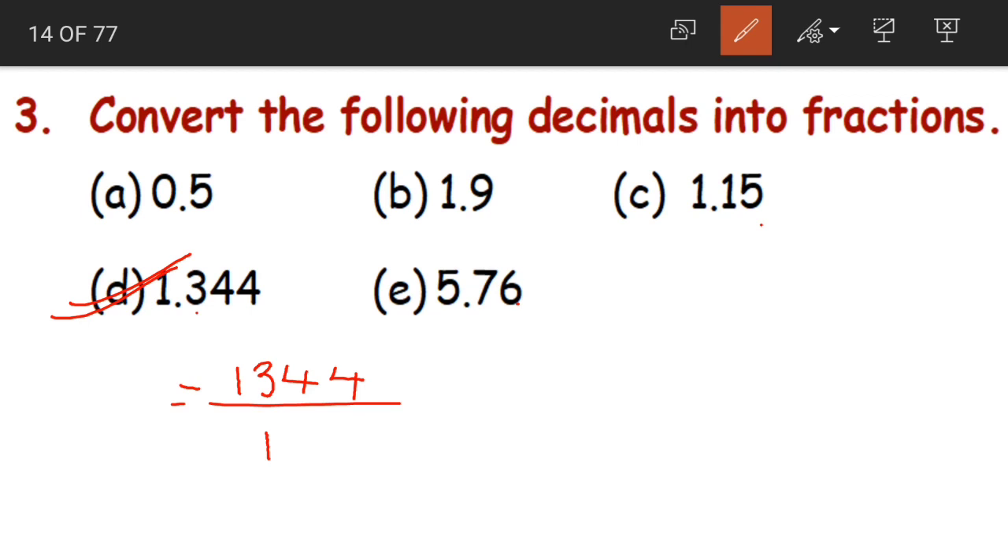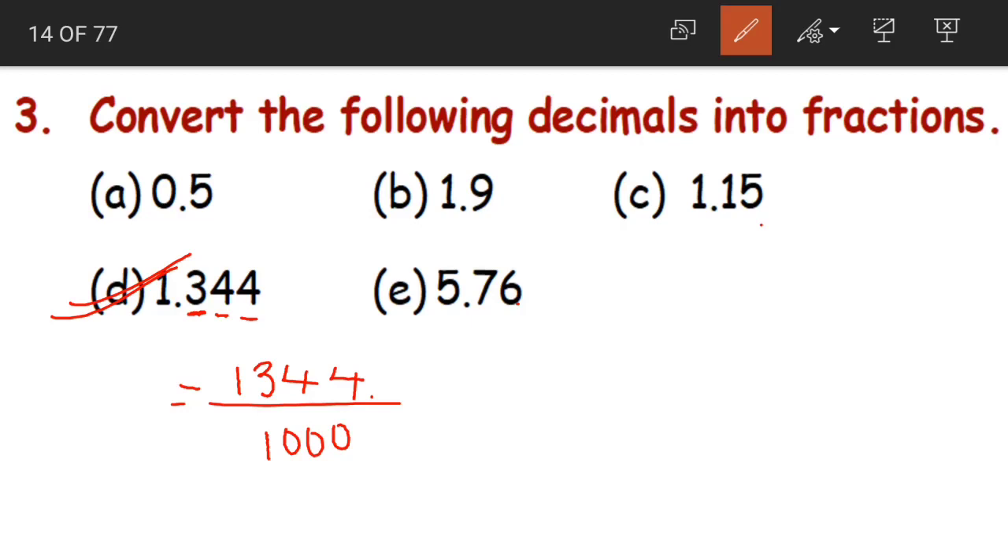After 1, how many decimal places do we have? We are having 3 decimal places. So we'll write 3 zeros after 1. 1344 divided by 1000 is our answer. But this is not in its simplest form. Okay, what is this? This is not in its simplest form.